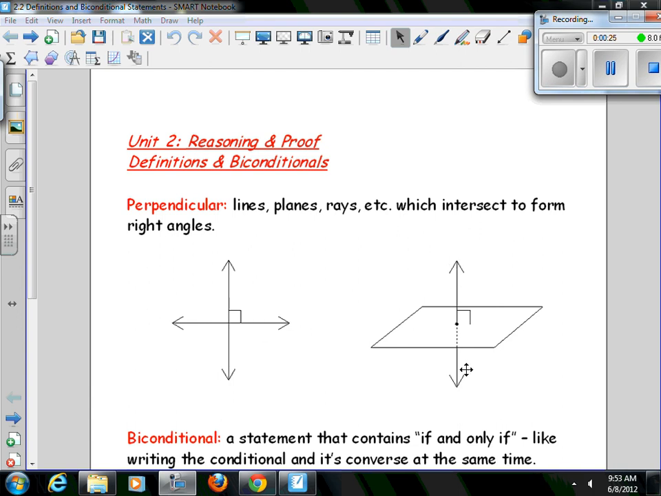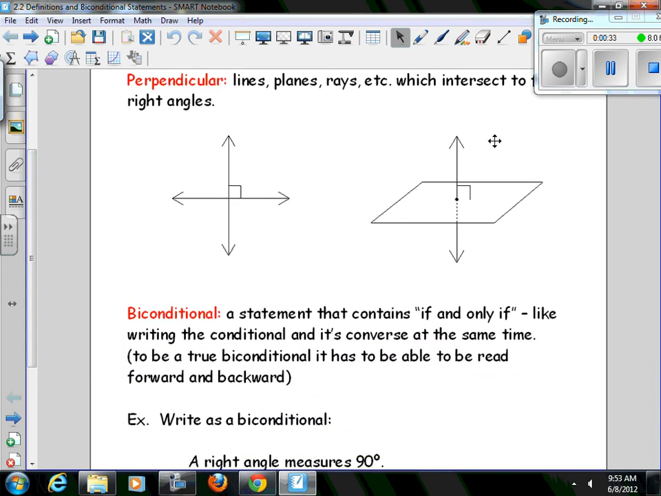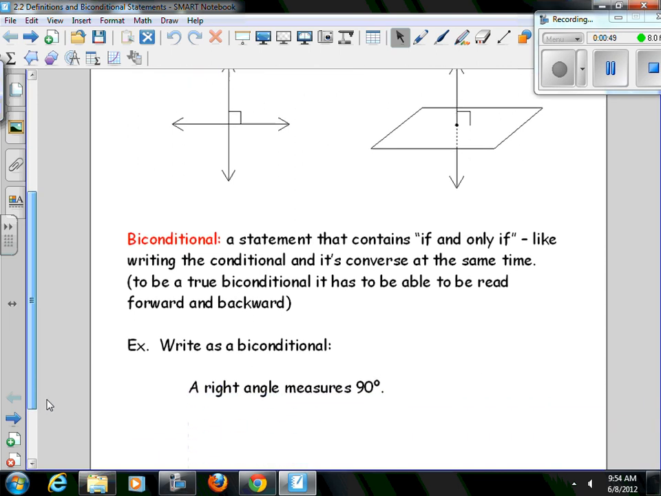Next to it we have a line and a plane that intersect to form a right angle, which of course we mean a 90-degree angle. A biconditional statement is a statement that contains the words "if and only if," like writing the conditional and its converse at the same time. To be a true biconditional, it has to be able to be read forward and backward, and you'll see what we mean very shortly here.